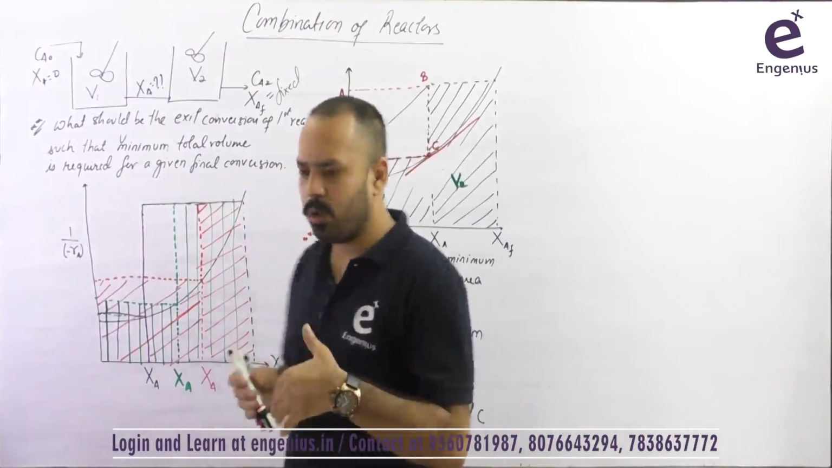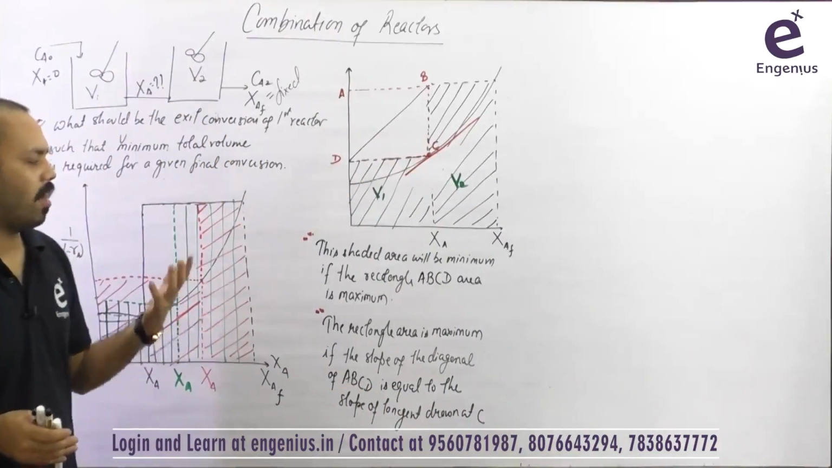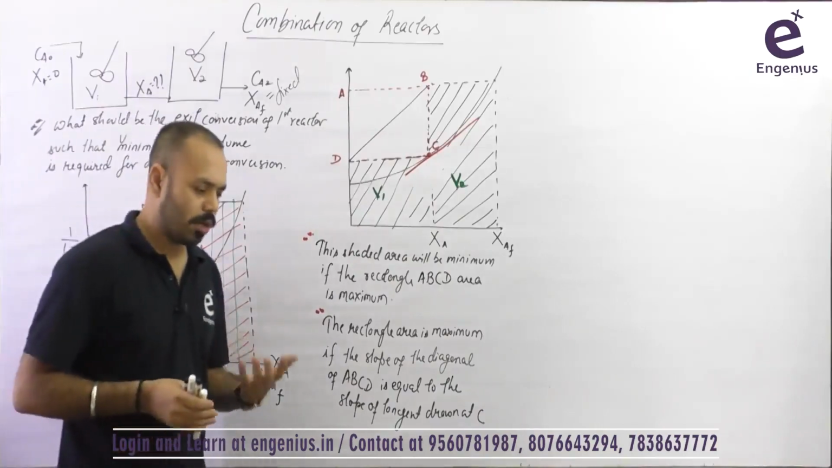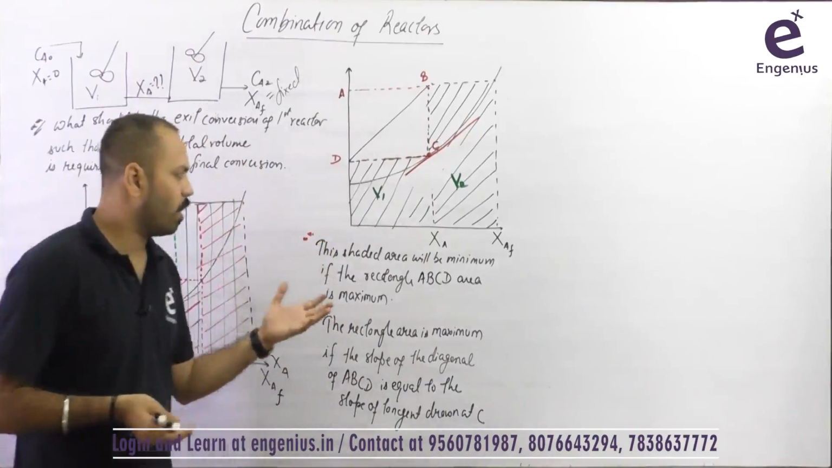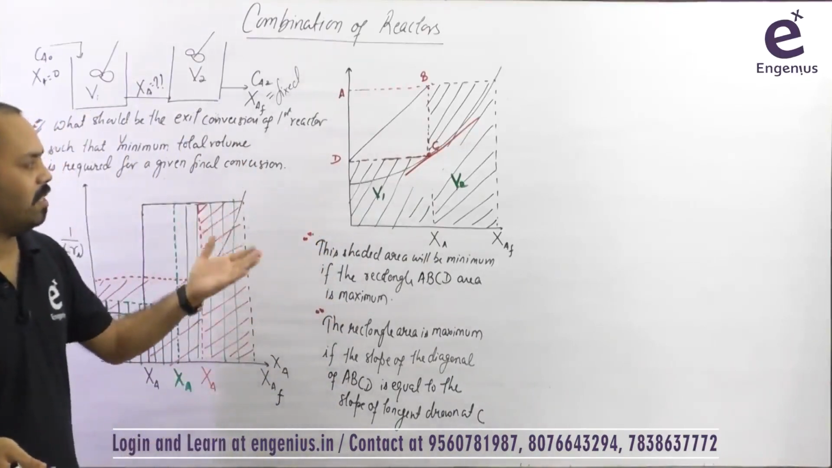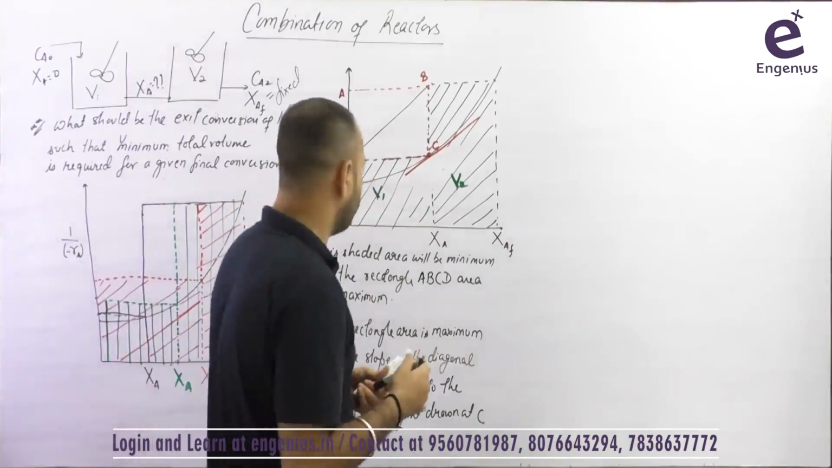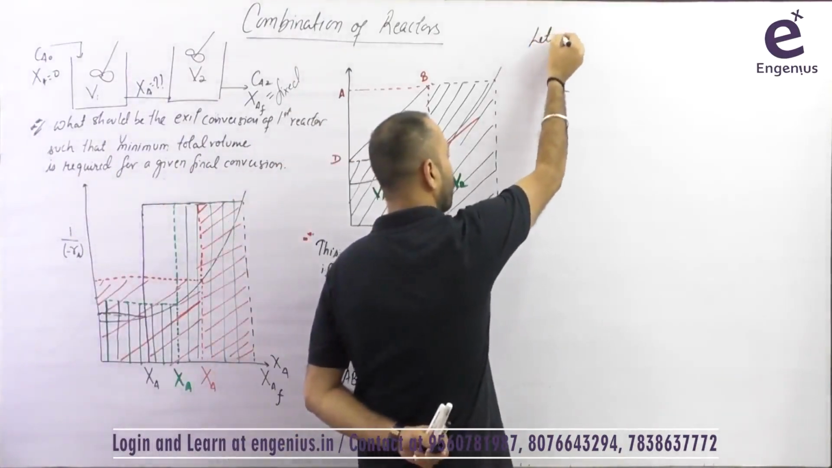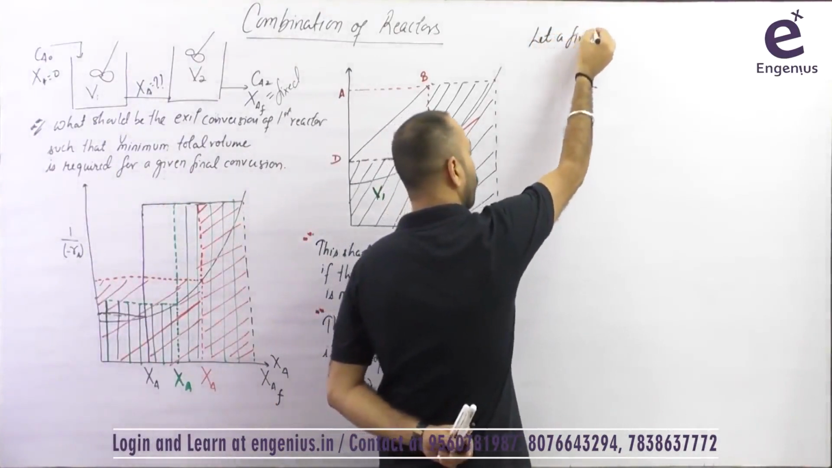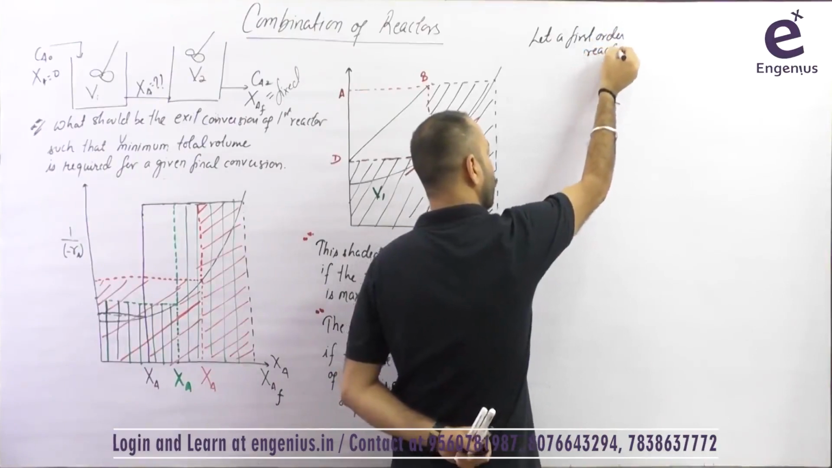Now you will say, sir, how are we going to solve it graphically? Definitely, if this kind of question comes in the examination, then they are going to give you such a graph in which you can easily calculate the slopes of the tangent and the slope of the diagonal. Suppose I am taking a first order reaction. Let a first order reaction be taking place.